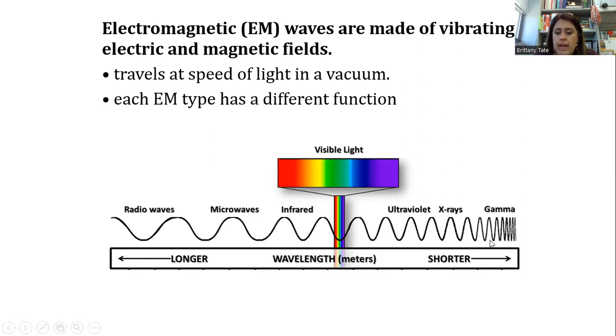Then as we move down the electromagnetic spectrum, we have ultraviolet, and we're getting shorter wavelengths. So that means a higher frequency. So the highest frequency is going to be gamma rays.